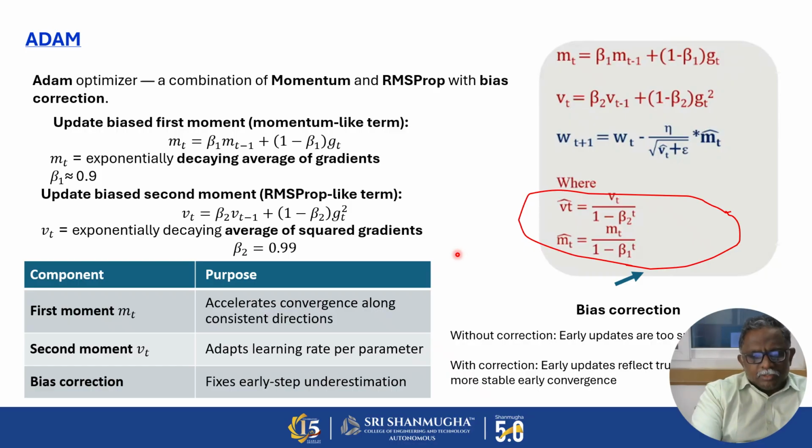These are going to be the bias corrections. When you don't have a bias correction, the early updates are going to be very small. When you have the bias correction, the updates are going to be faster, and as a result, it works well for real time applications.